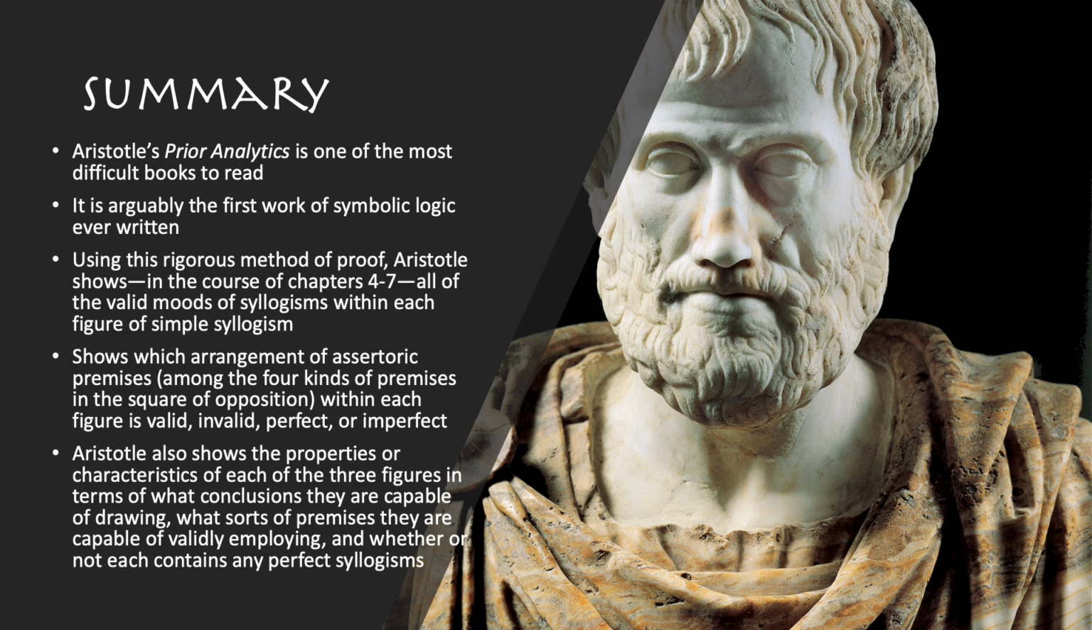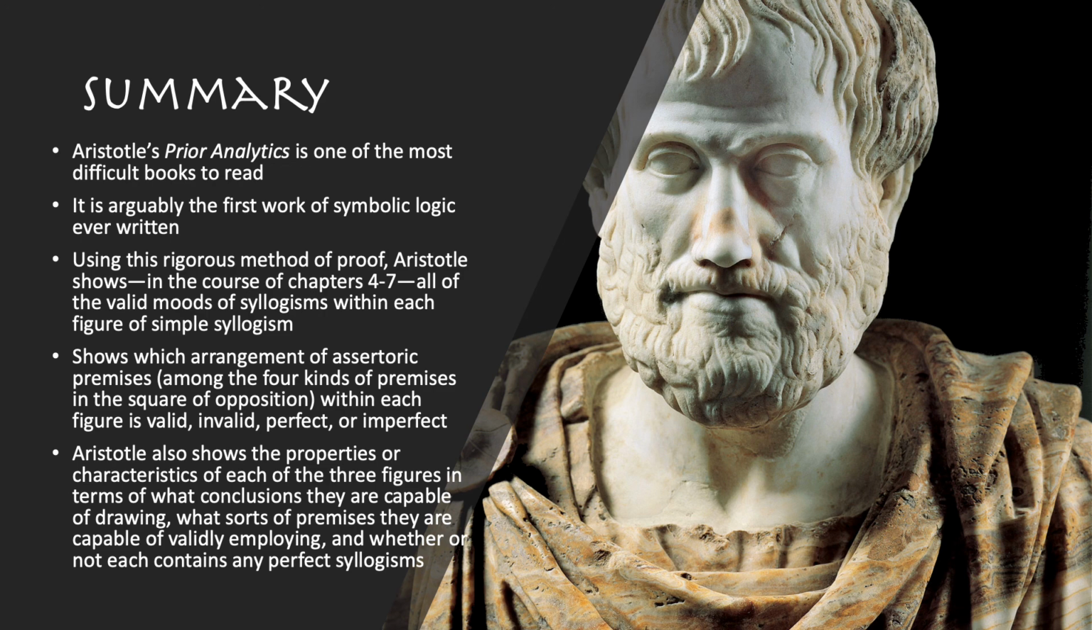Moreover, as we saw, the first figure is the figure in which we are able to draw conclusions of any kind in terms of the four kinds of propositions within the square of opposition. In the first figure, perfect syllogisms, we're able to draw a universal affirmative conclusion, a universal negative conclusion, a particular affirmative conclusion, or a particular negative conclusion. What's left in Aristotle's Prior Analytics, among other things, is to show how syllogisms are valid or invalid, perfect or imperfect, not with respect to assertoric syllogisms, but with respect to apodeictic syllogisms and problematic syllogisms. We won't discuss that in this video. Nevertheless, the assertoric syllogisms are the most important kind of syllogisms. And these syllogisms, both the premises and the conclusion, are assertoric.